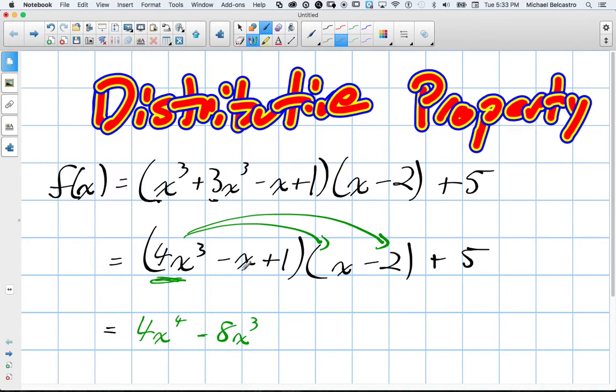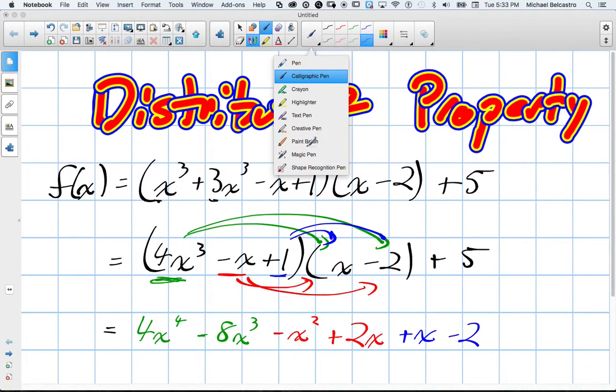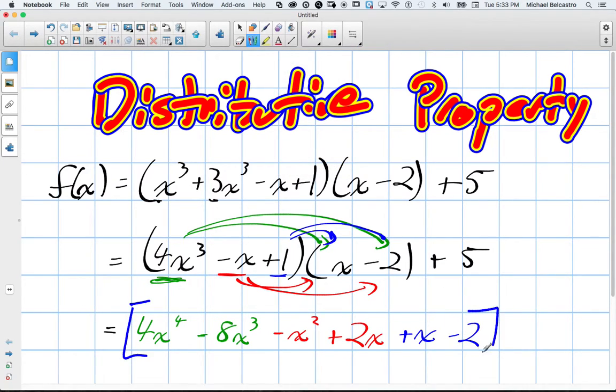Then we take the second term, the negative x, and multiply it by both. Negative x times x will give us negative x squared. Negative x times negative 2 will give us positive 2x. Okay with that? Yeah. And then finally, last one, 1 times both of those terms. Those terms won't change. 1 times anything is just the original, so plus x minus 2. Now technically, we're still kind of inside these brackets, and there's a plus 5 out here, but because there's nothing left to distribute, we can drop these brackets. We don't need them anymore, and we're just going to write that plus 5. We're going to bring it down at the back here.